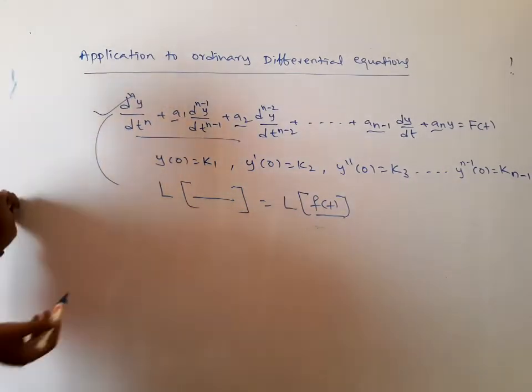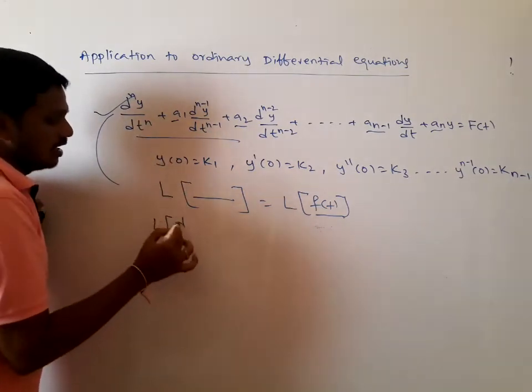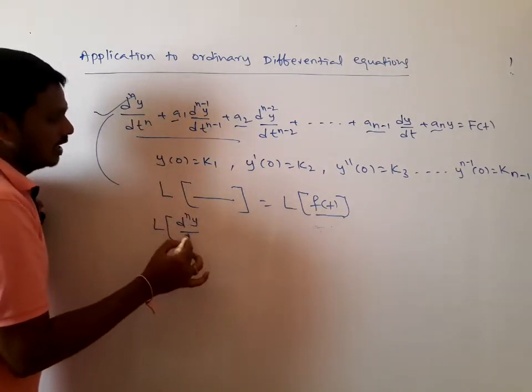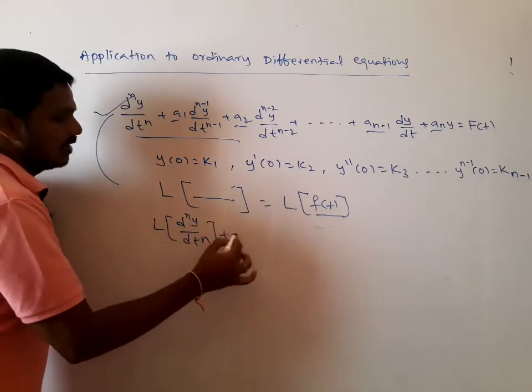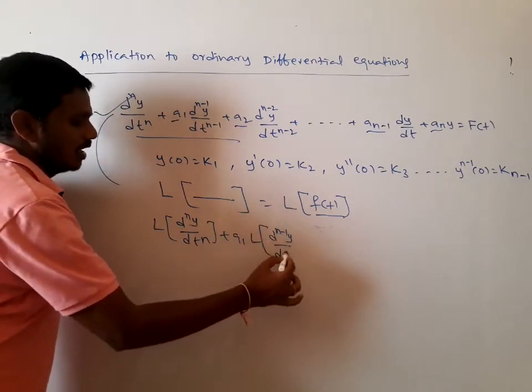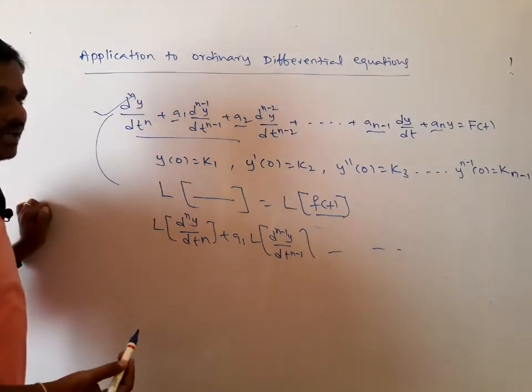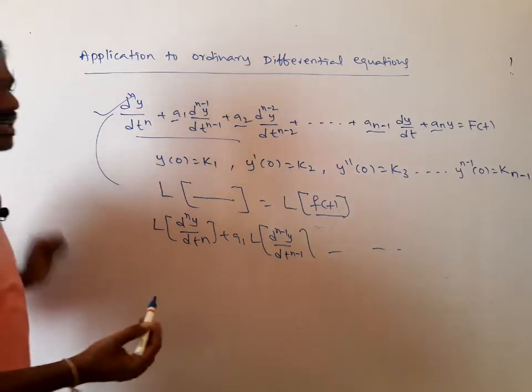By using that we can write the Laplace transform of the derivatives existing here: d to the power of n y by dt to the power of n plus a1 into the Laplace transform of d to the power of n minus 1 y by dt to the power of n minus 1, and so on. But we have one theorem, the transformation of derivatives in the Laplace transformation.